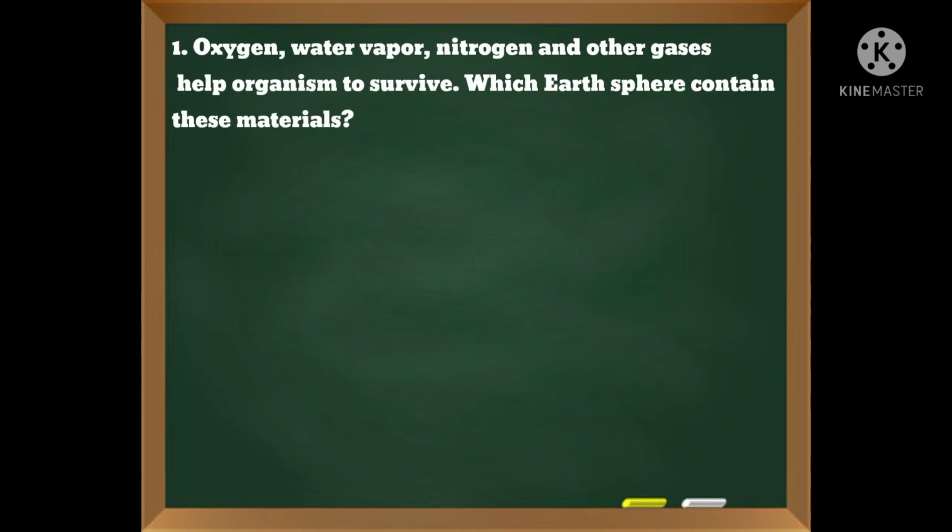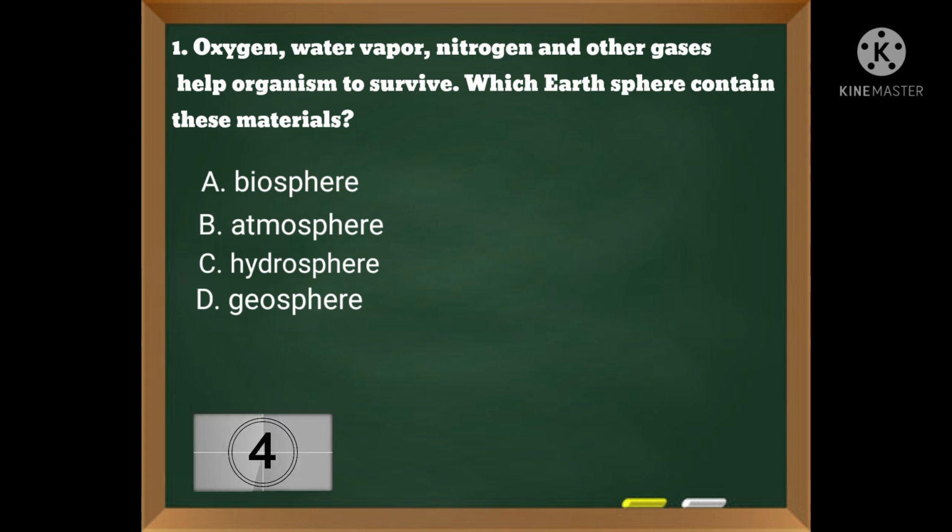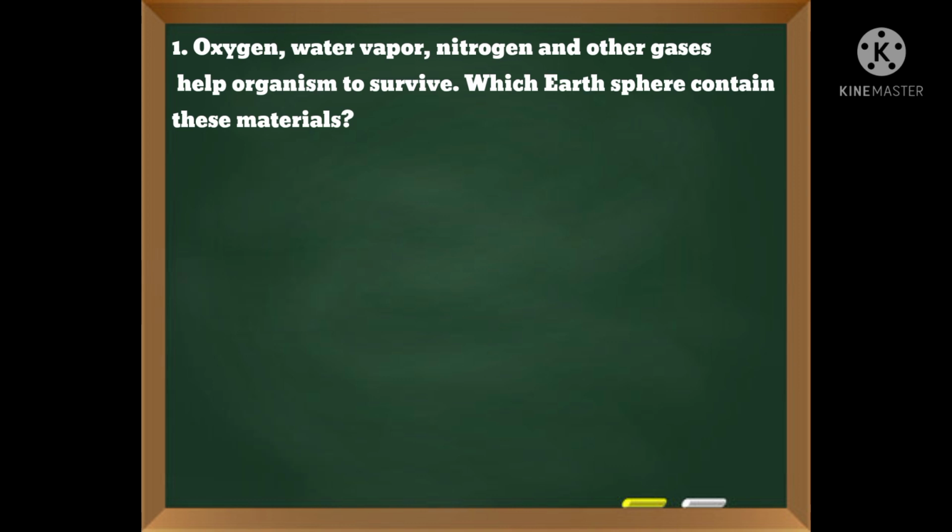Question number 1. Oxygen, water vapor, nitrogen, and other gases help organisms to survive. Which Earth sphere contains these materials? A. Biosphere, B. Atmosphere, C. Hydrosphere, or letter D. Geosphere. The correct answer is letter B. Atmosphere.